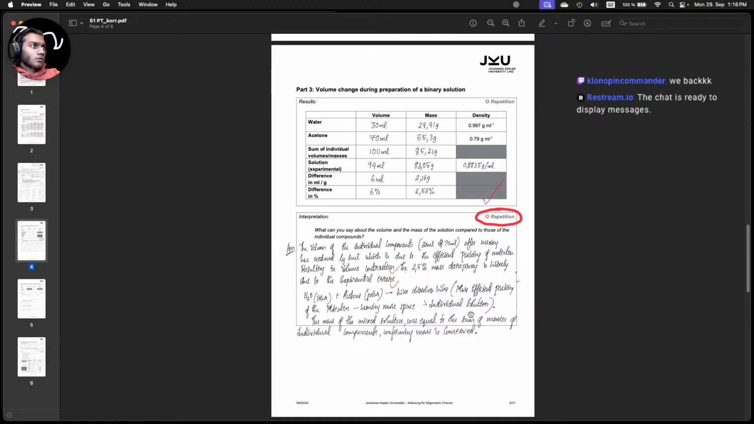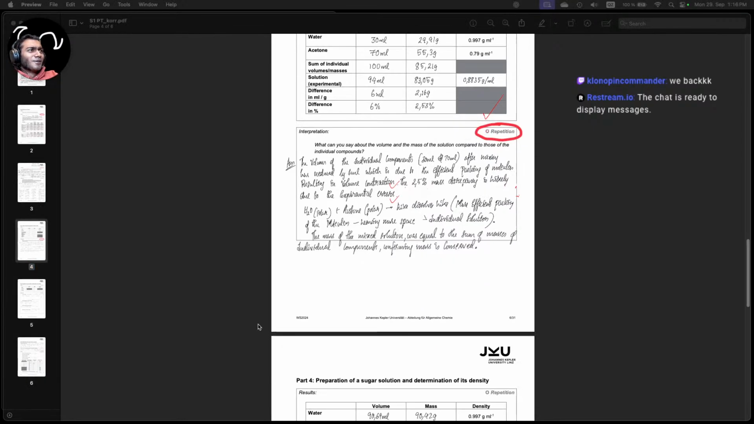Water, like dissolves like, more efficient packing. The mass of the mixed solution was equal to the sum of the masses of the individual components, confirming mass is conserved. What the hell?